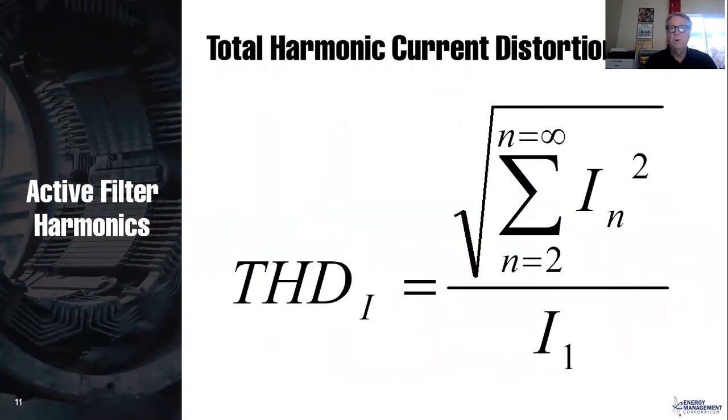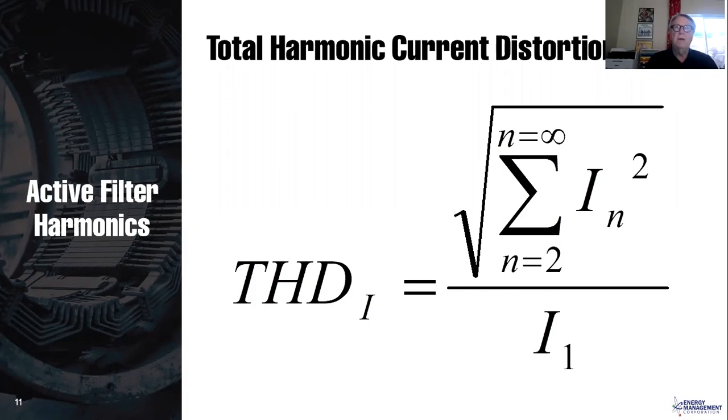Now, for the engineers, this is the formula for calculating total harmonic distortion. The thing I want to point out here is up there in the numerator, that's basically the sum of all your harmonics. So you square all the harmonics, you add them together, and then you take the square root, and that gives you the harmonic content of that wave. And in the denominator, you have your fundamental current.